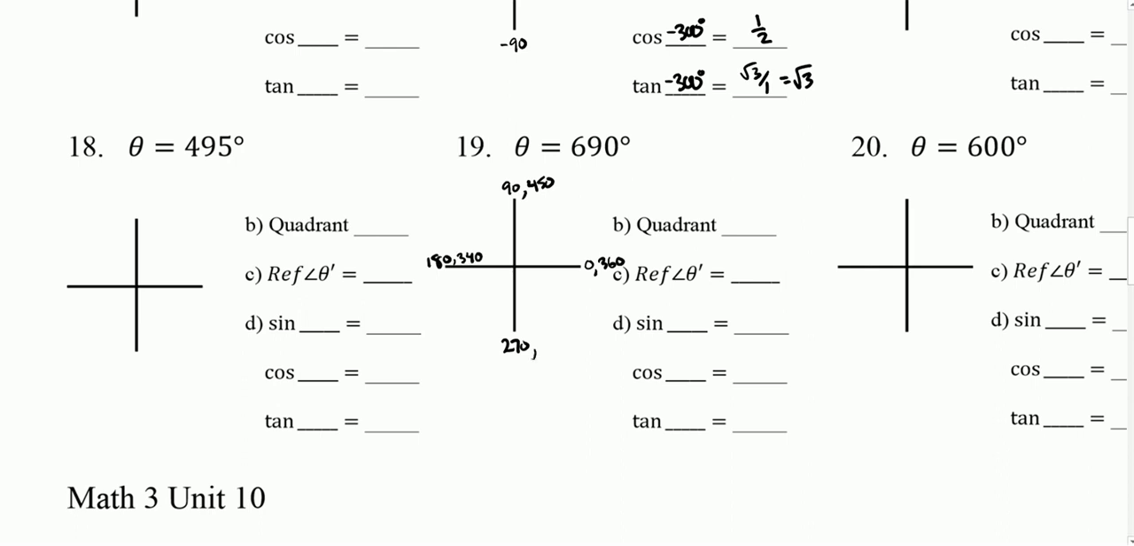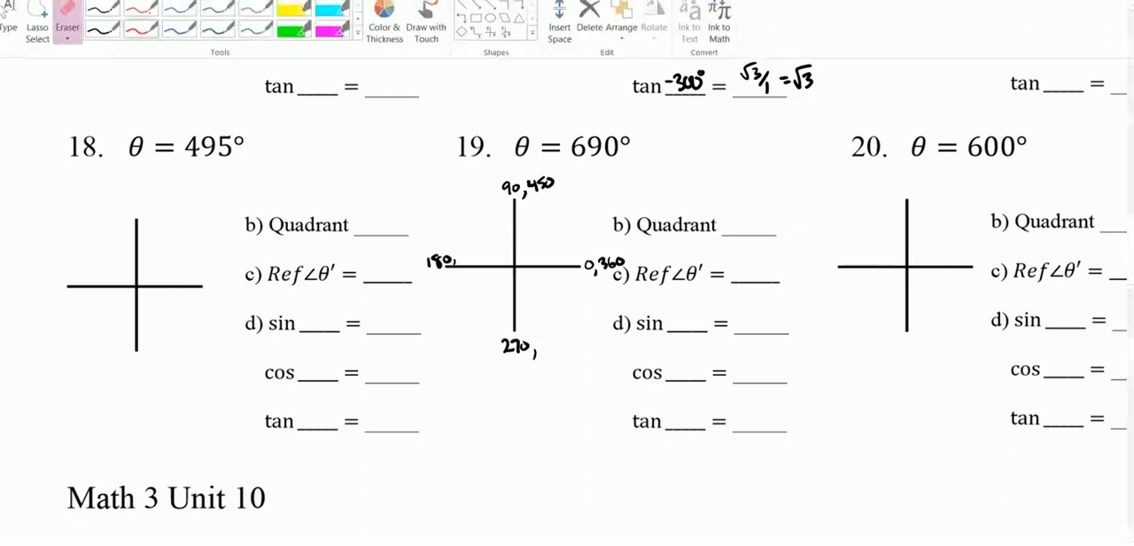Then add 90 again, we're going to be at 430. I'm sorry, I messed up here. Should not be 340.